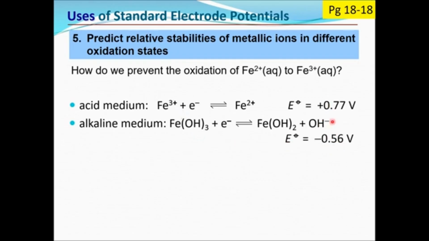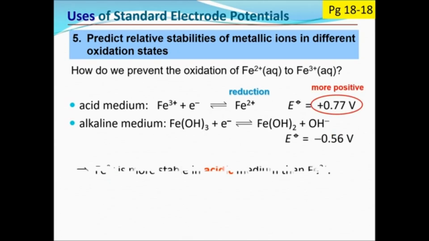But looking at this example, you realize that the forward reaction is more likely to occur for the acidic medium. So if we want iron 3 plus to be oxidized to iron 2 plus, the acidic medium is the one that would most likely cause it to occur, right? So with that, the more positive one, indeed, if we want iron 2 plus, it will be more stable in the acidic medium.